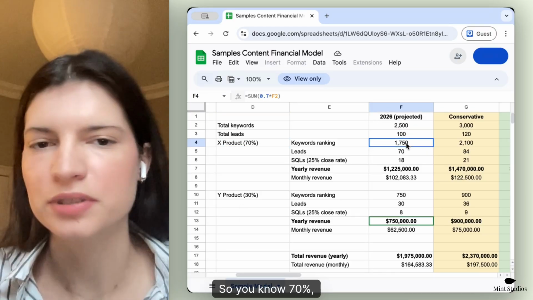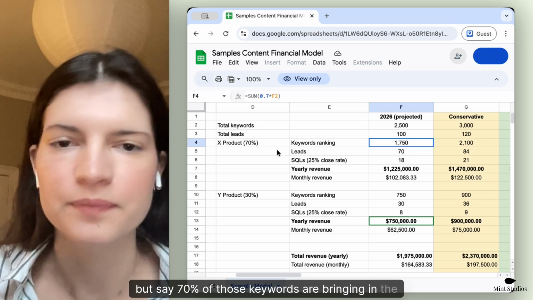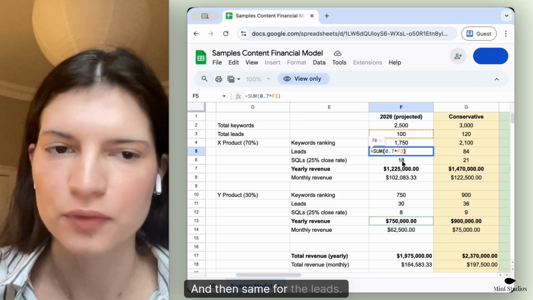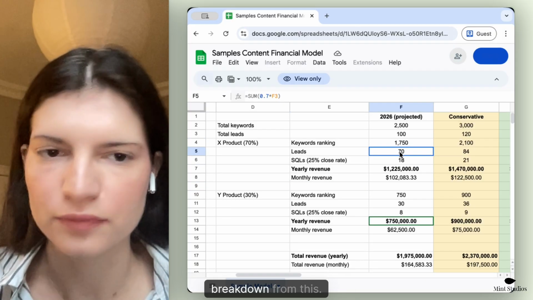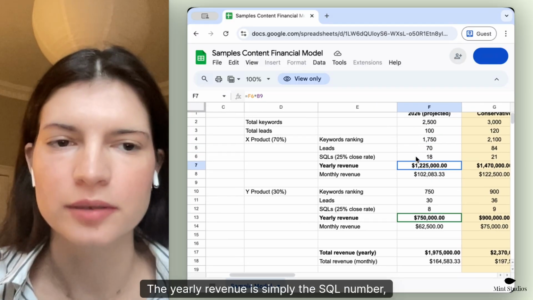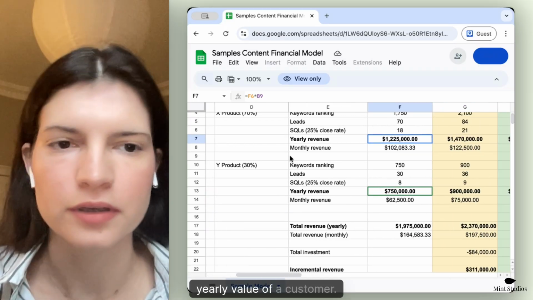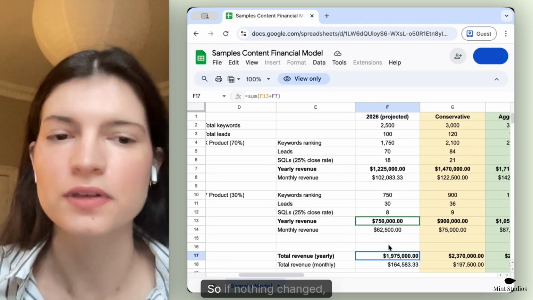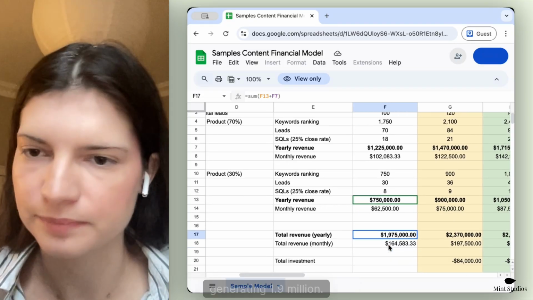So, this is obviously an estimate, but say 70% of those keywords are bringing in the first product and 30% are bringing in the second one. And then same for the leads. And then of course the SQLs is the breakdown from this. The yearly revenue is simply the SQL number multiplied by the yearly value of a customer. And then we have here all of this added up, which is the total revenue. So if nothing changed, content marketing is currently generating 1.9 million.